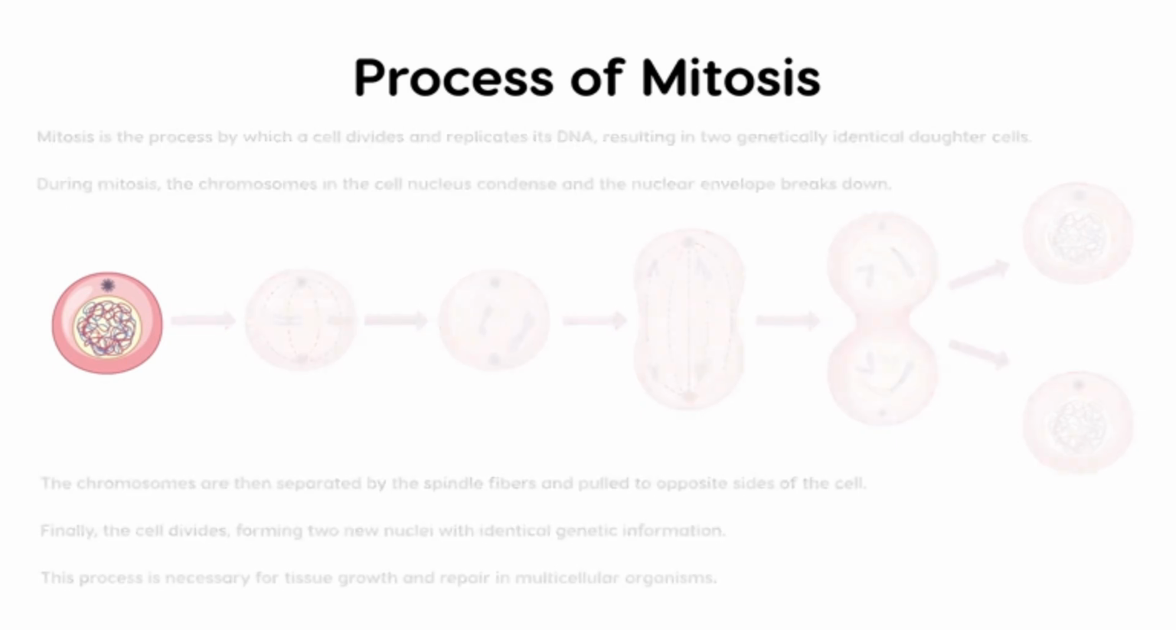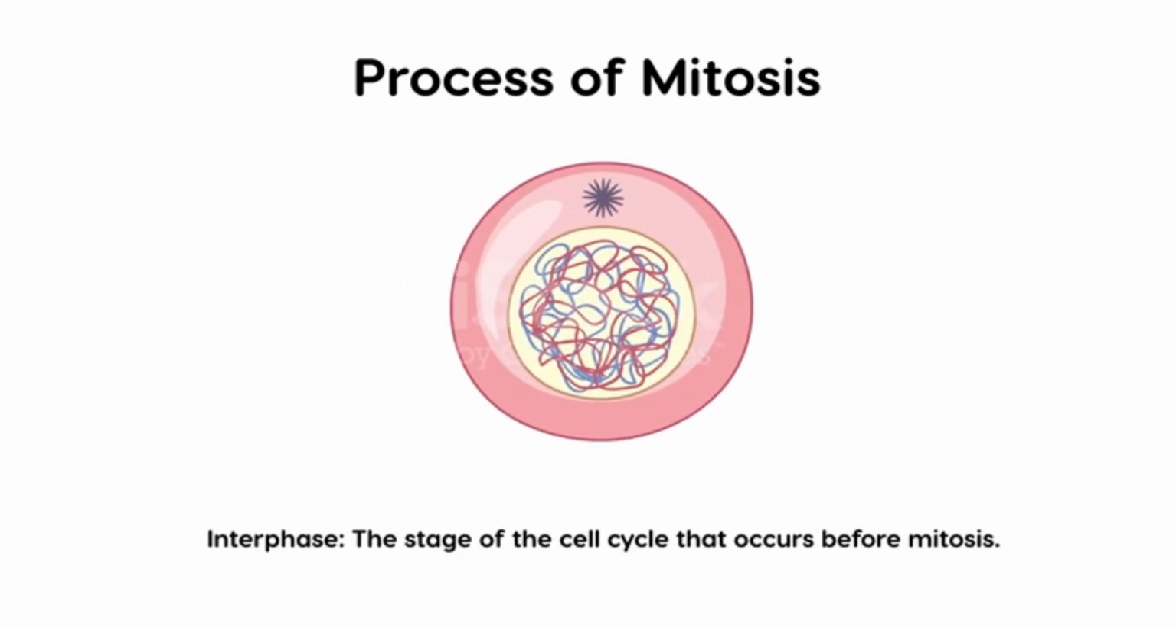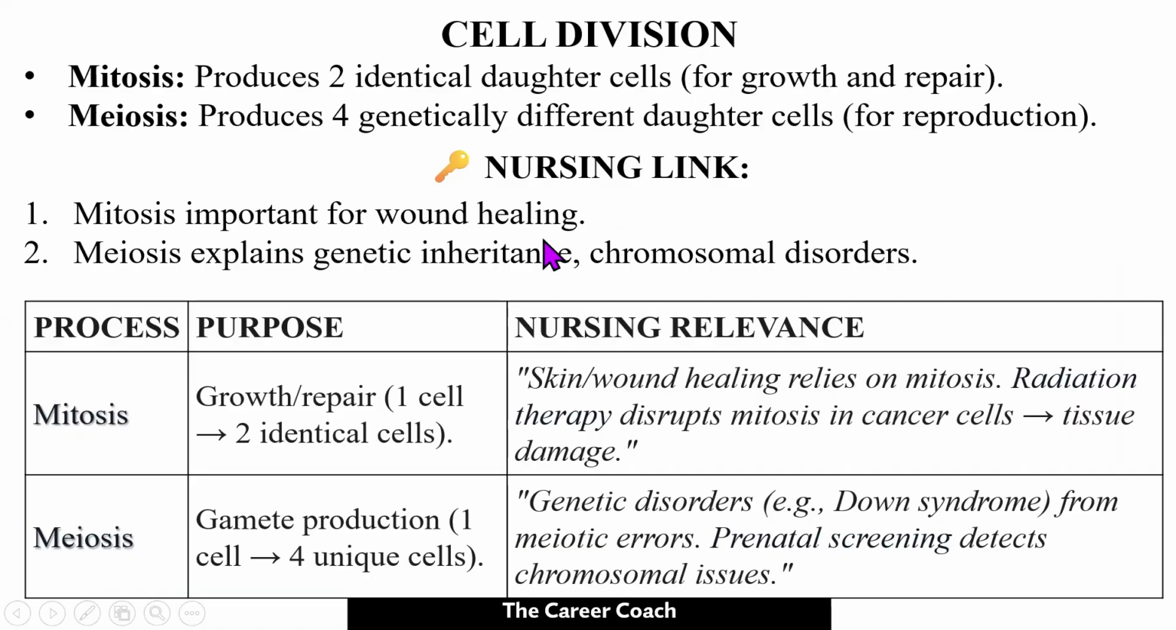Example is in reproduction. How does this link to nurses? Mitosis is important for wound healing. Meiosis explains genetic inheritance and chromosomal disorders. We want to further look at these processes, the purpose, and then their nursing relevance. Mitosis: growth or repair of cells.